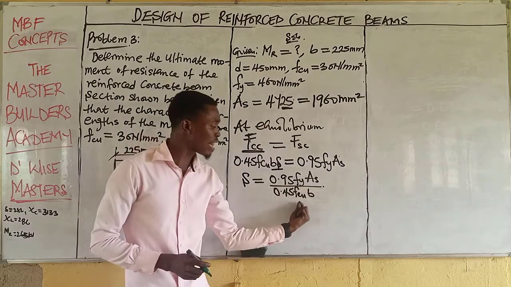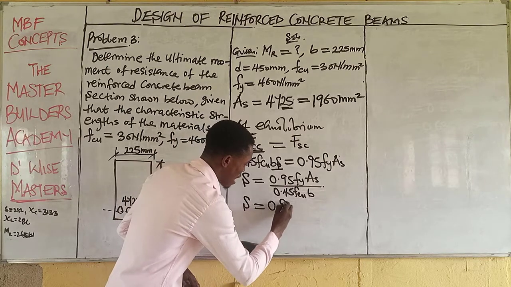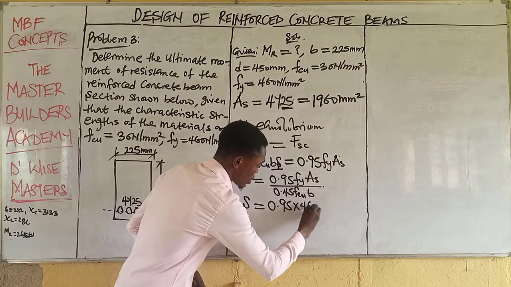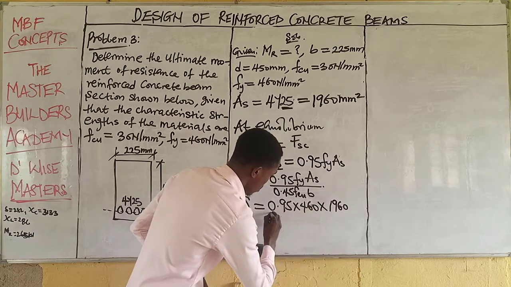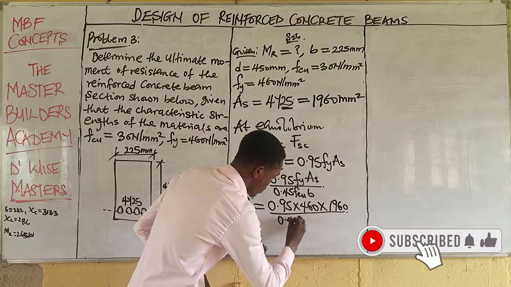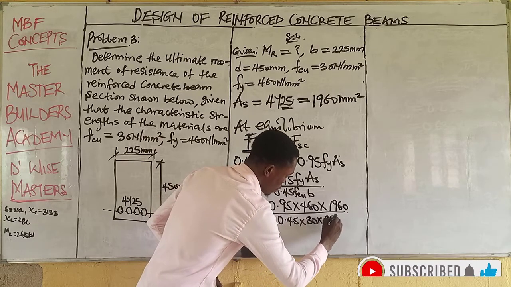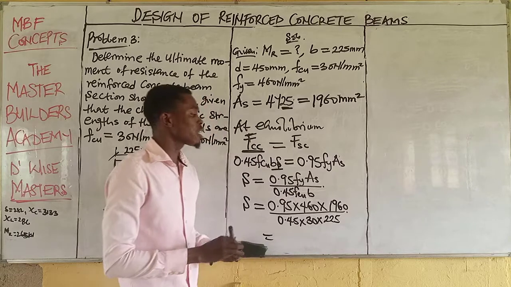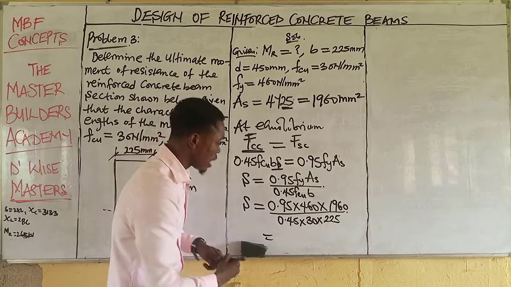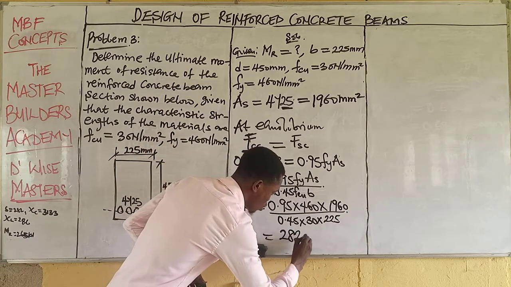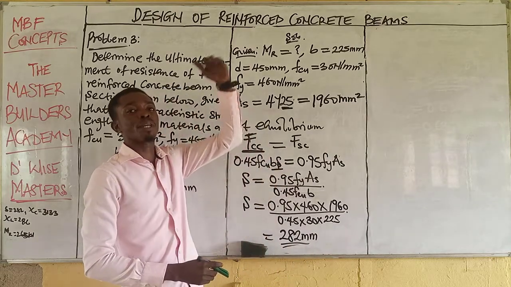Now we will input the values of these parameters. Then we have s equal to 0.95 multiplied by 460 as given, then multiplied by the area provided, 1960, all over 0.45 multiplied by the strength of concrete, multiplied by the width of concrete, 225, all as given. Now when you multiply the numerator and equally multiply the denominator, then divide the numerator by the denominator, the outcome would have given us 82.82 millimeters. This is the depth of the concrete at the compression zone.